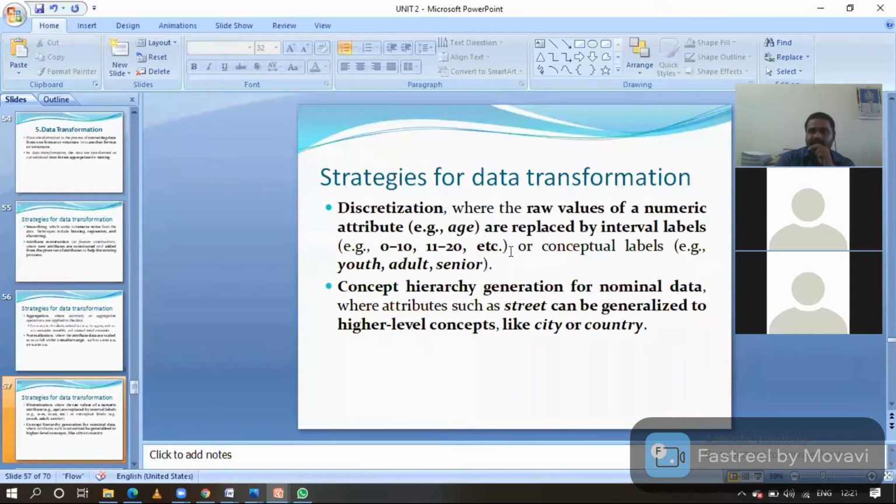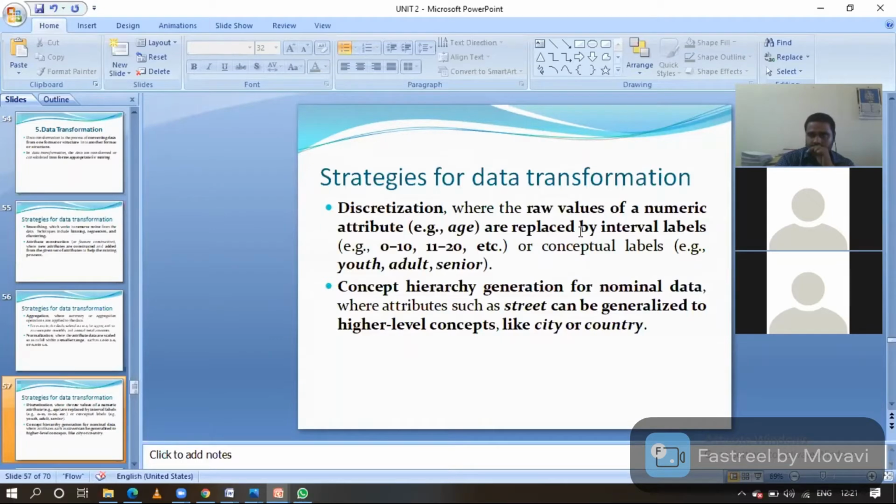The other one is discretization, guys. Here, in place of numerical attribute values, we are going to represent them with interval labels. For example, 0 to 10 and 11 to 20. Likewise, we represent numerical attribute values in the form of intervals. Otherwise, we can use conceptual labels in place of the numerical interval values, like youth, which is from 18 years to 35 years.